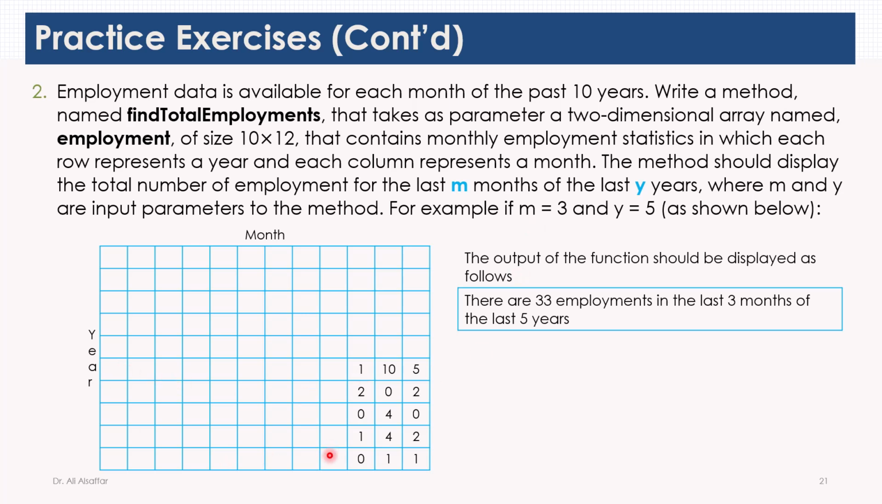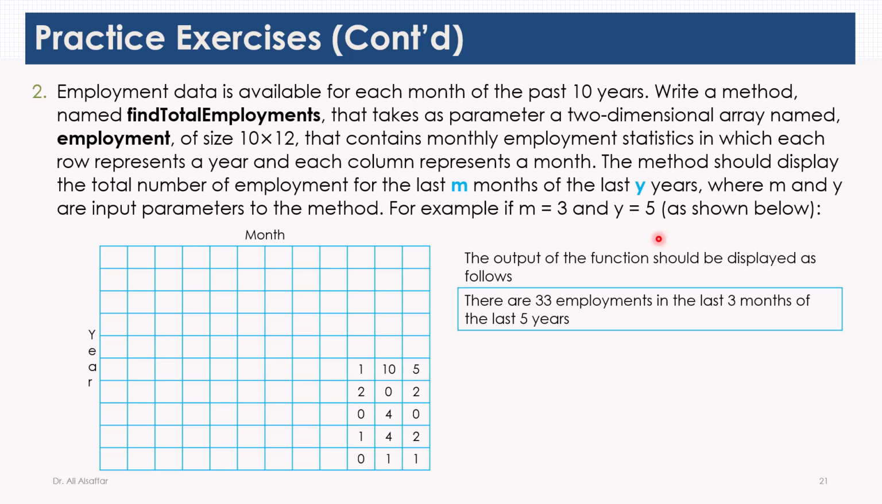Where are the last 5 years? As you know, rows are the years. So here are the last 5 years. And if we talk about the last 3 months, we go for columns, and these are the last 3 months. So we need to process only a portion of the array, only this part. So we need to do a calculation to tell us where the row number and the column number are if we want to refer to the last m months and the last y years. And for the output, the method will display the number of employments in the last 3 months, and 3 is the value of m, of the last 5 years, and 5 is equal to y.